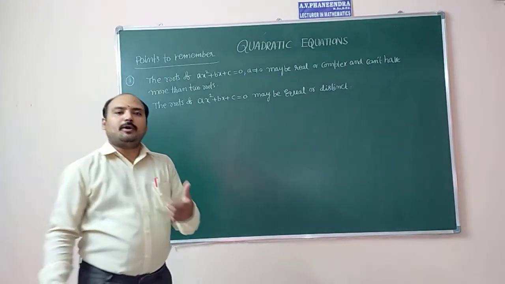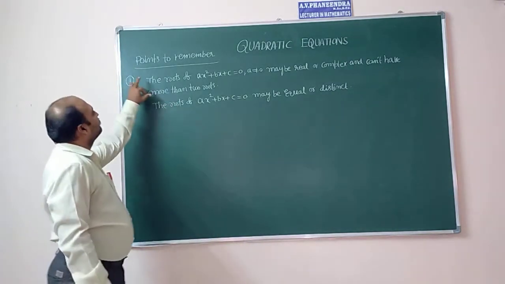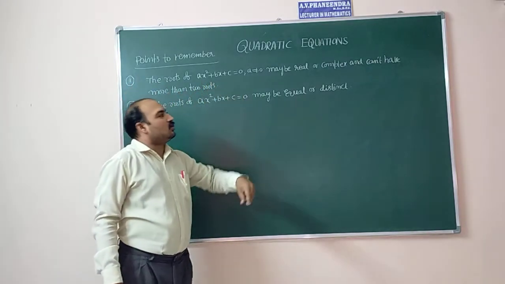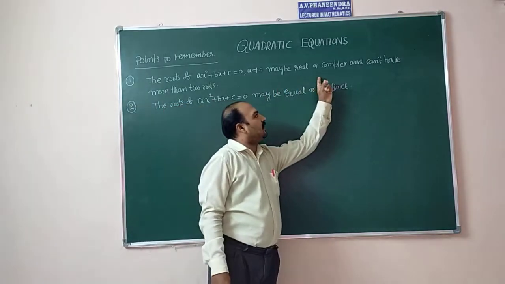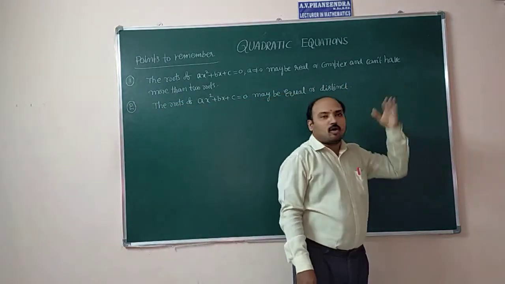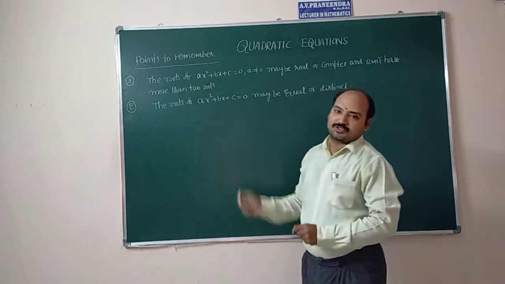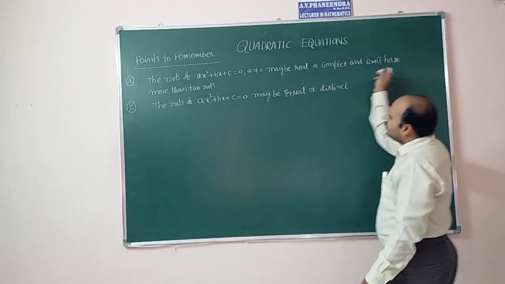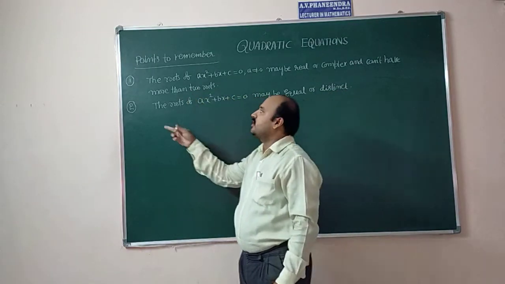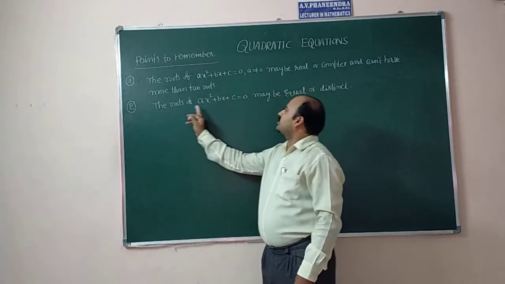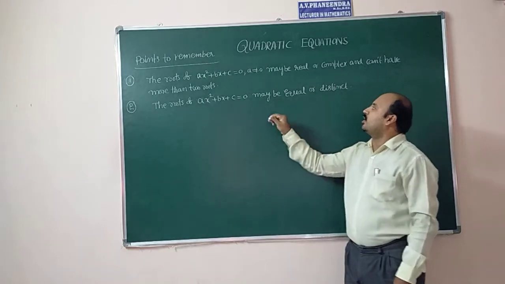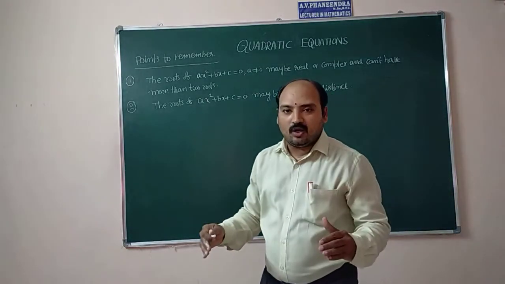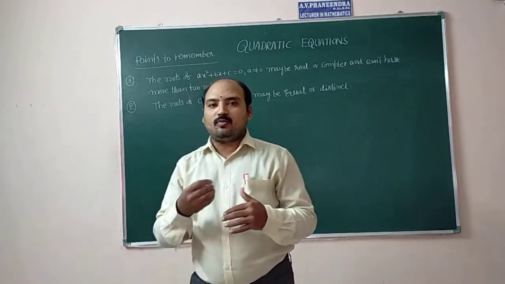Next, points to remember. The first point: the roots of ax square plus bx plus c equal to 0, where a is not equal to 0, may be real or complex and cannot have more than two roots. Quadratic means only two roots are there, so we cannot have more than two roots. That is the first thing you have to remember. The roots of ax square plus bx plus c equal to 0 may be equal or distinct. The roots can be equal or distinct.